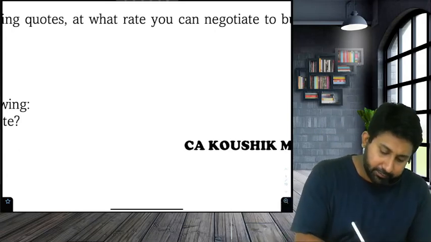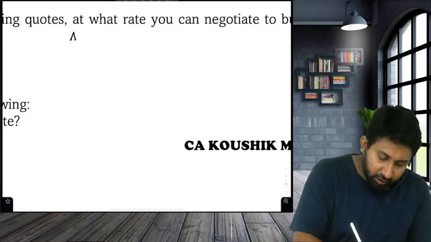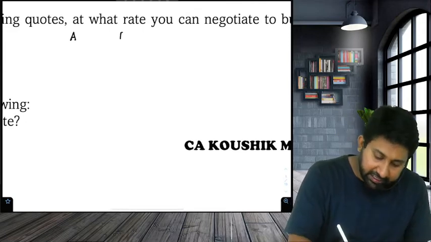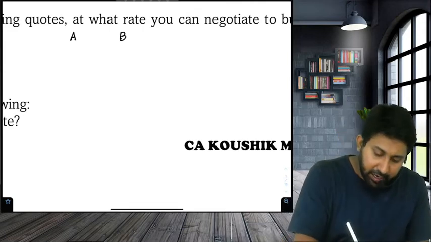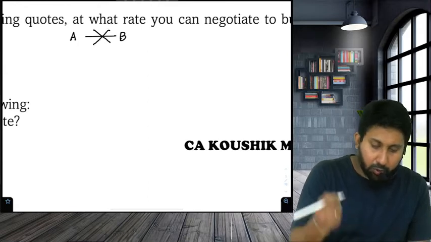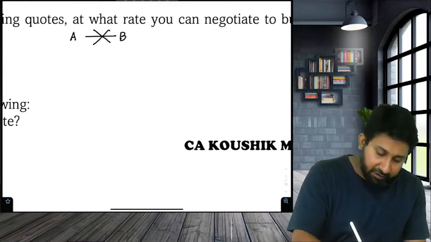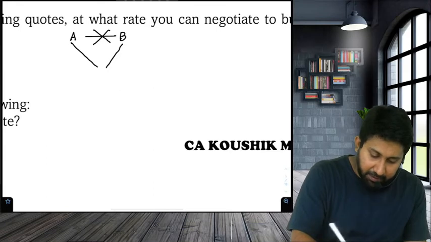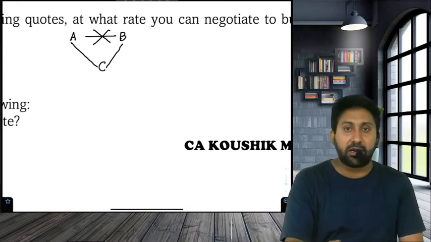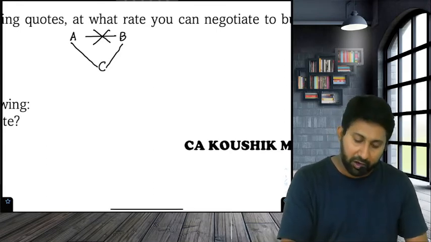See here. There is a currency called A. There is a currency called B. A and B are not quoted against each other. However, A and B are quoted against a common currency called C. Or I can tell it this way.